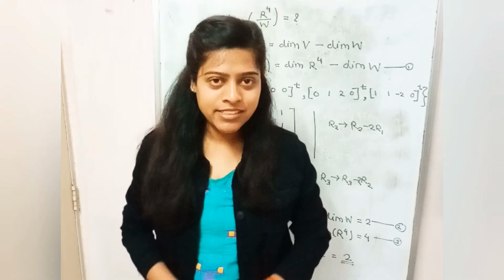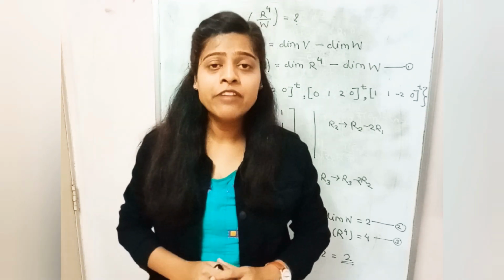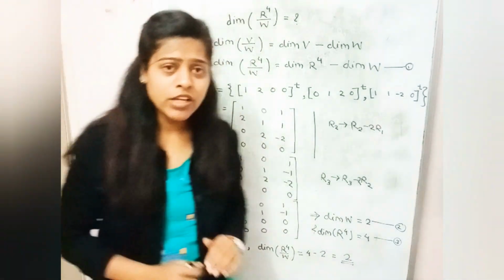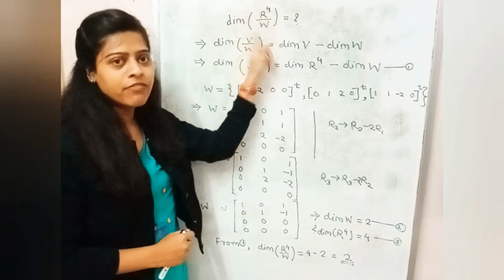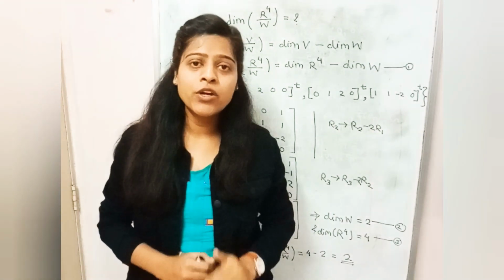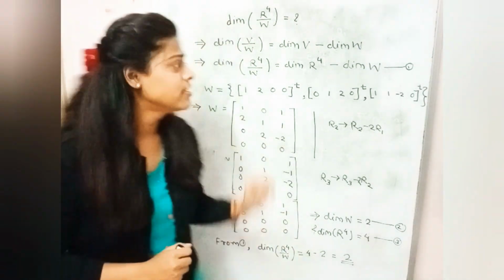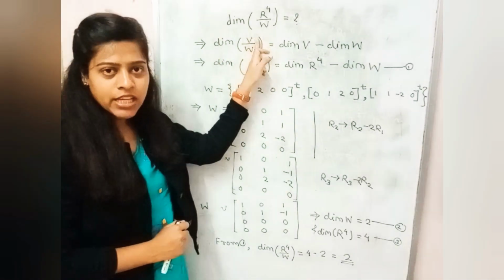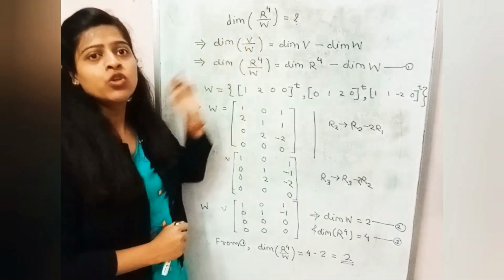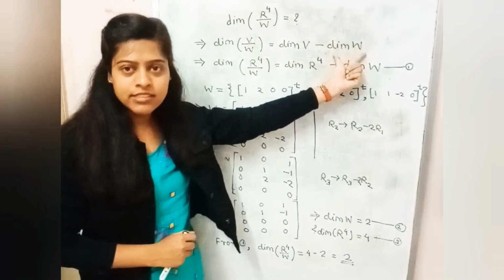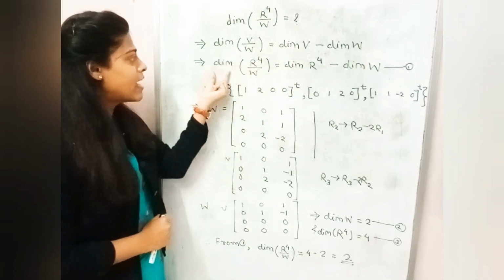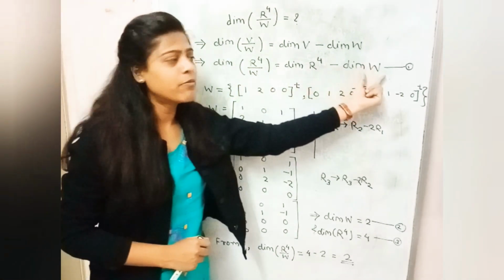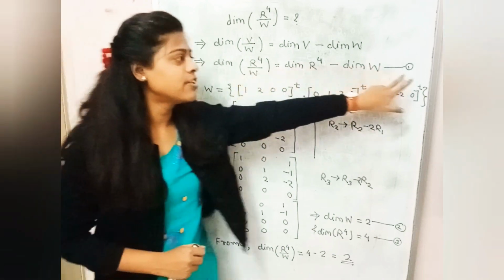This is a very basic question from linear algebra, based on the concept of quotient spaces. In this question we only have to find the dimension of R4 divided by W. For that purpose we are going to use one formula: if V is a finite dimensional vector space and W is a subspace of V, then dimension of V/W can be written as dimension V minus dimension W. Therefore, dimension of R4/W can be written as dimension R4 minus dimension of W. Denote this as equation number 1.